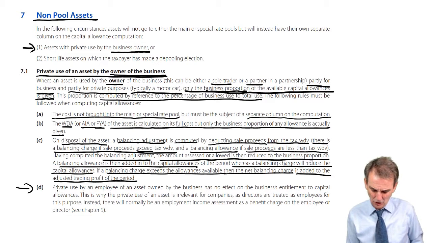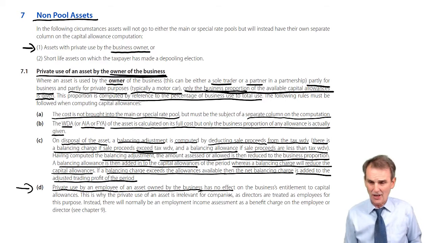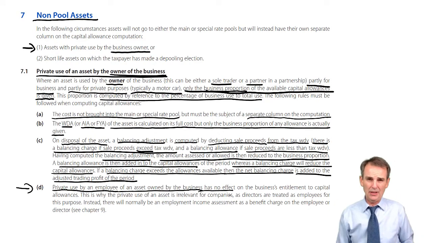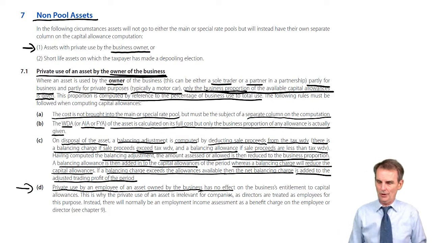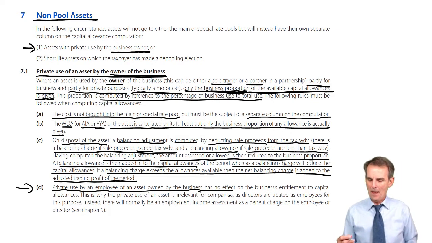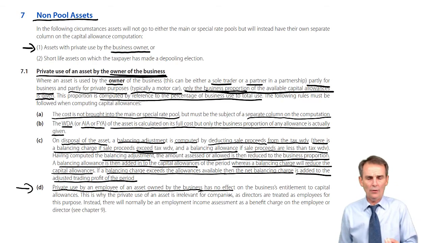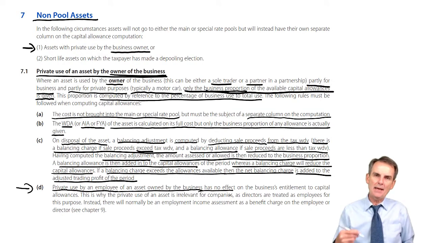As we've already made mention of, private use by an employee of an asset owned by the business has no effect. Now, they often put this in to see whether or not you pick up on this point. Now, this is the worst kind of mistake to make in the exam room, because what it means is you go off and do relatively lengthy, slightly complicated exercise there that you needn't do. So you're spending a lot of time getting it wrong.